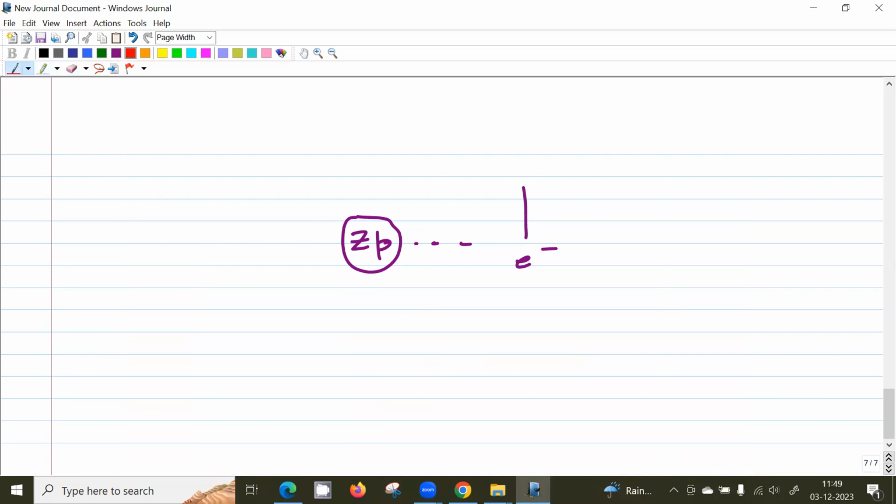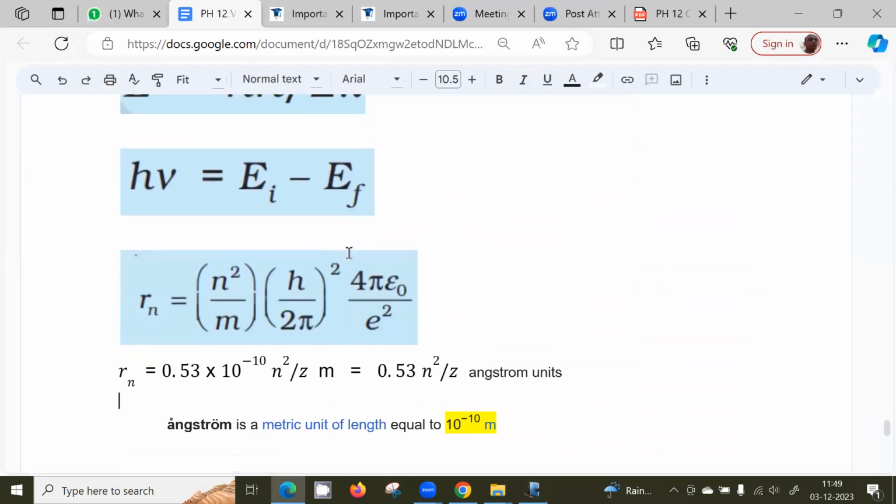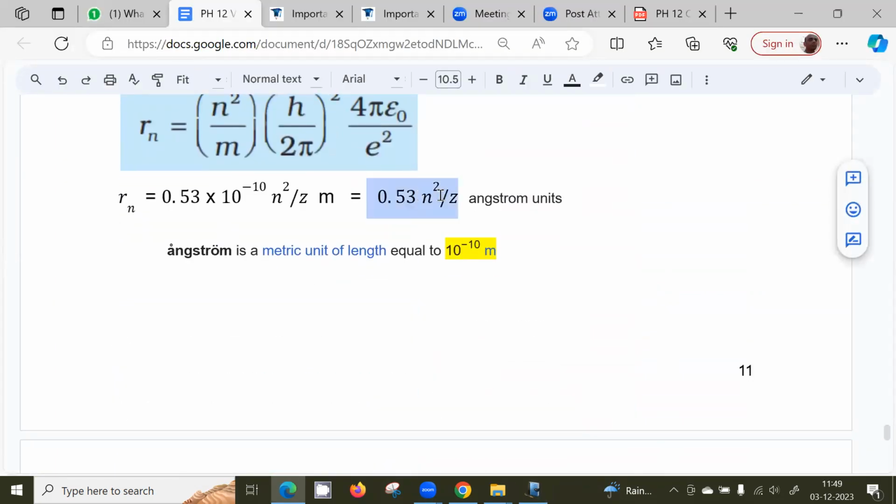So the first formula to remember is this one, and by Z. One way to remember is this: if n equals 2, obviously the radius is higher, and it goes as a square of it. And Z more means the attractive force between the nucleus and the electron is more, so the radius will become shorter. So radius will go as 1 by Z. Z is the number of protons in the nucleus. If the number of protons is increased, the force between the electron and the proton is more, so the electron will come closer and the radius will decrease. That way I can remember this 1 by Z variation.